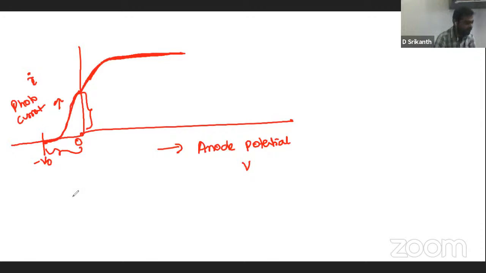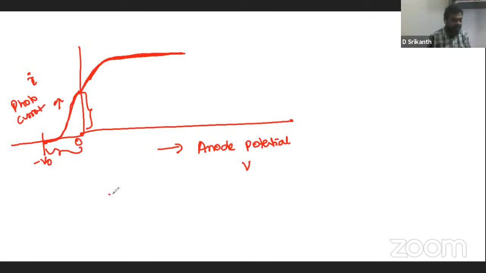And then observations. And finally, we are having variation of frequency of incident light on stopping potential. Similar to the above graph, when anode potential is 0, we are having a finite value of current. And below that, we are having observations. Remember these two observations.